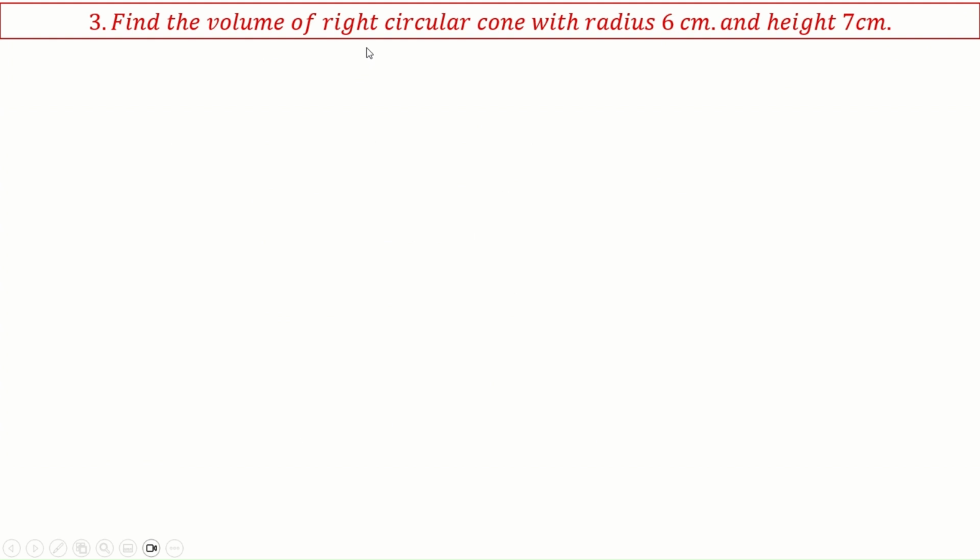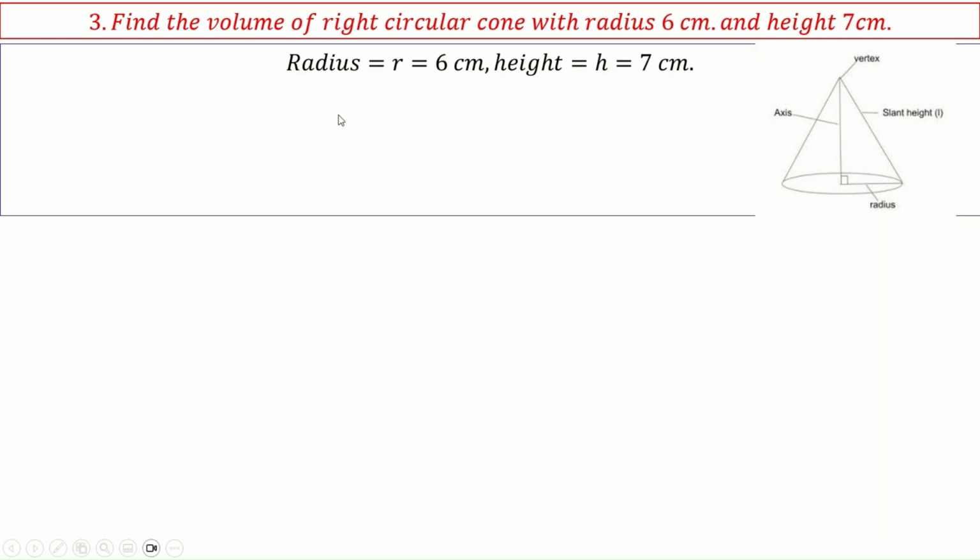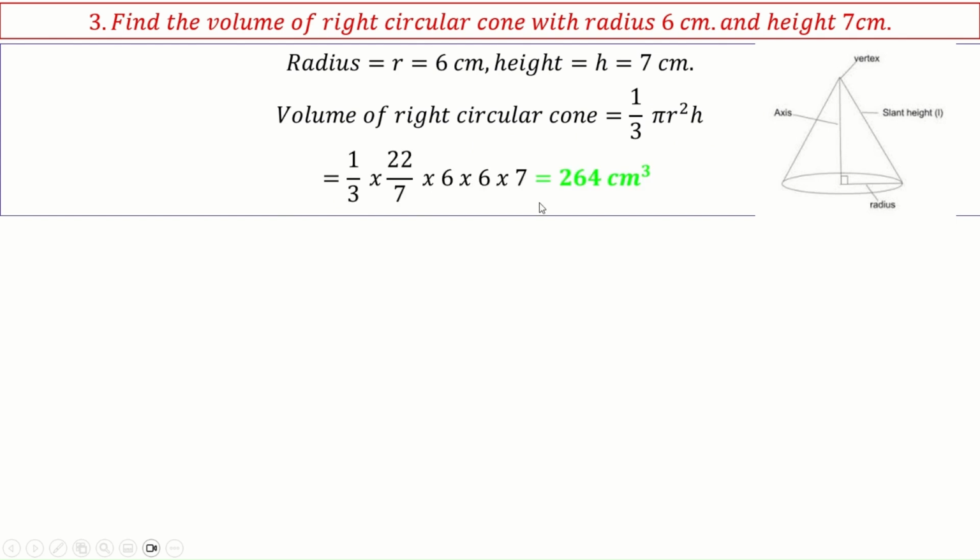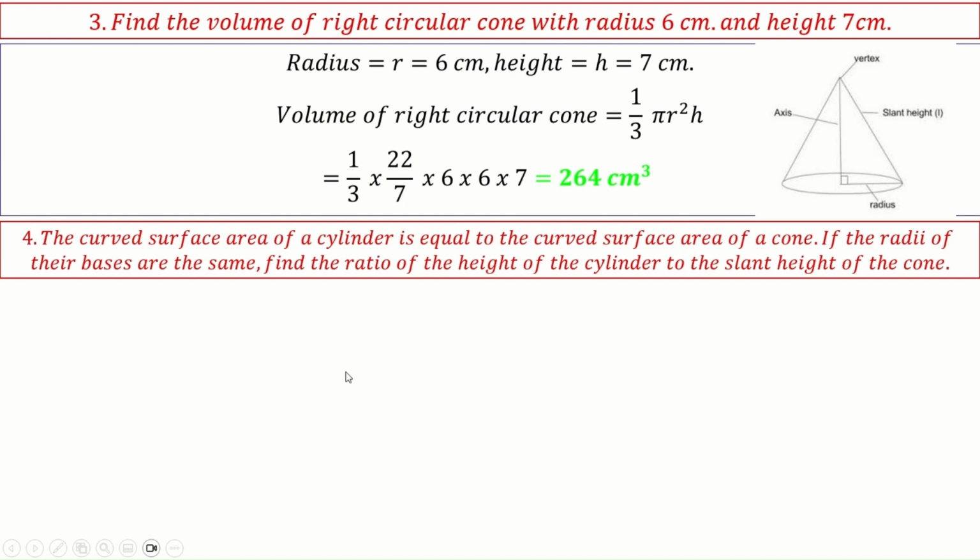Next, find the volume of a right circular cone with radius 6 centimeters and height 7 centimeters. Okay, radius is 6, height is 7. So volume of right circular cone is 1 by 3 pi r square h. So straightforward, you just substitute the values, you'll get 264 centimeter cube, sorry, volume, right? Yeah, be careful with the units.